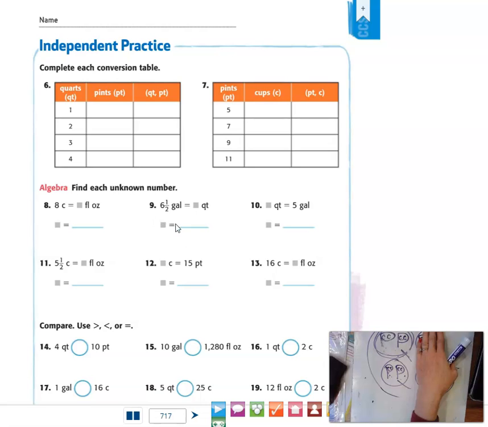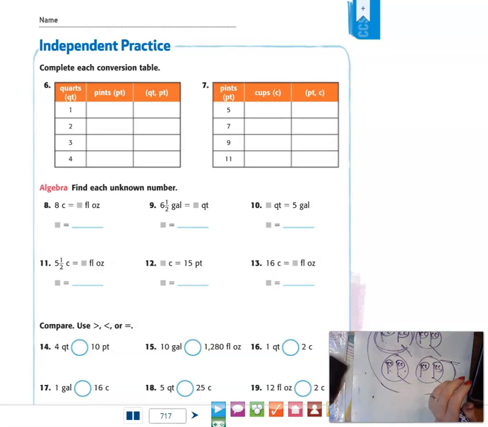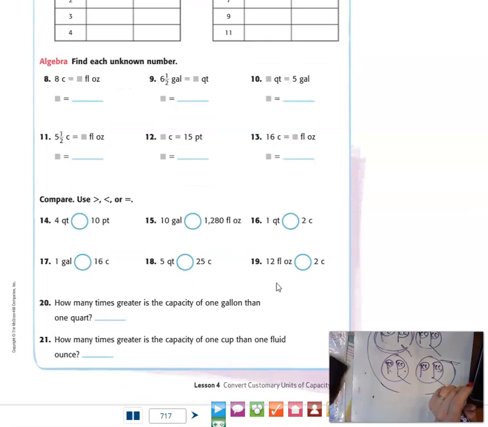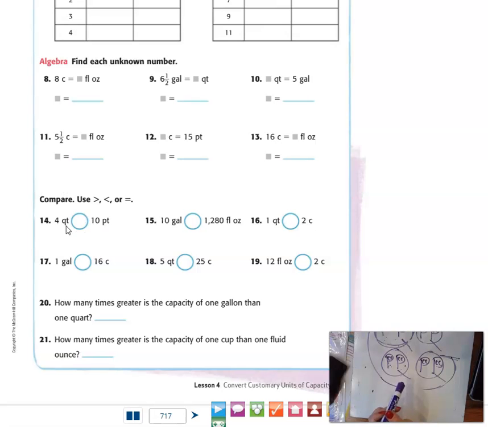okay, for like number 9. Also, when you're doing your comparisons on 14 through 19, I want you to think about converting. You're going to have to convert one of them, and since we don't like our division, we're going to convert our smaller one. So I would try and find which is smaller, the quarts or the pints. And according to my picture here, quarts are bigger than pints.